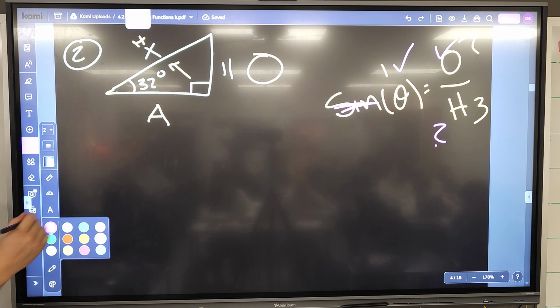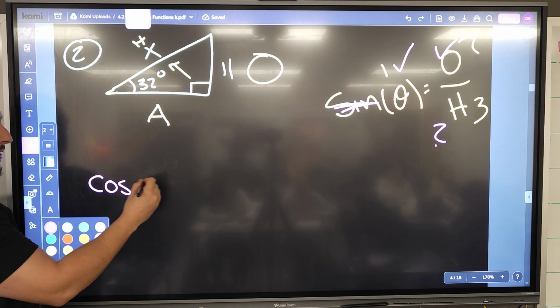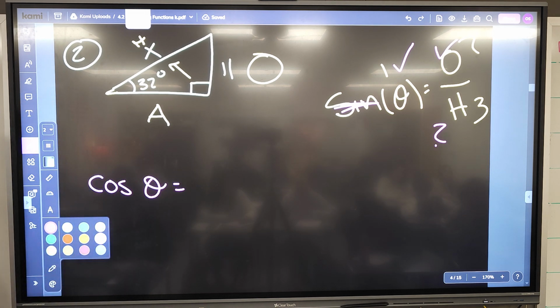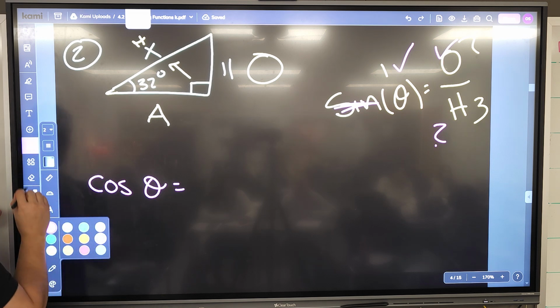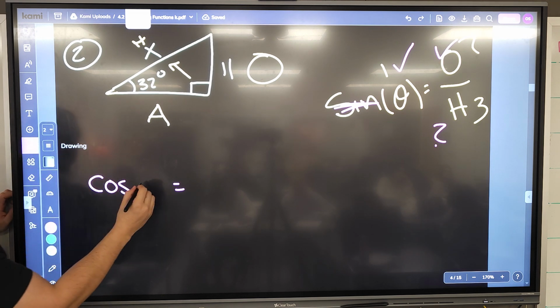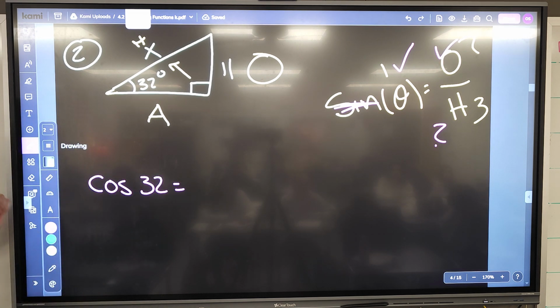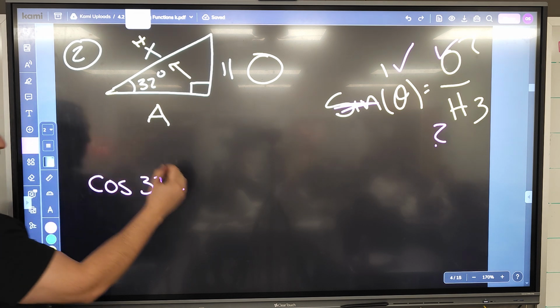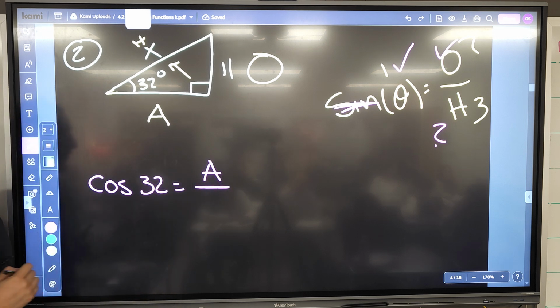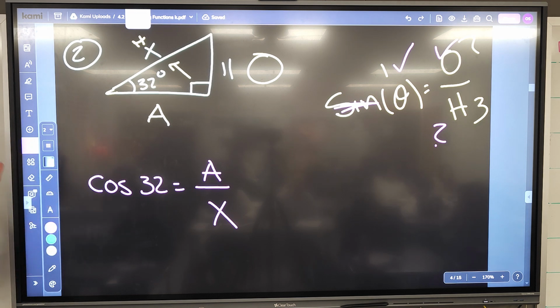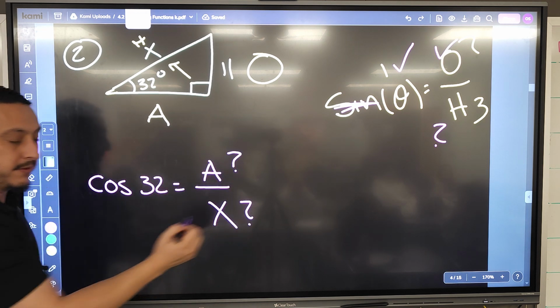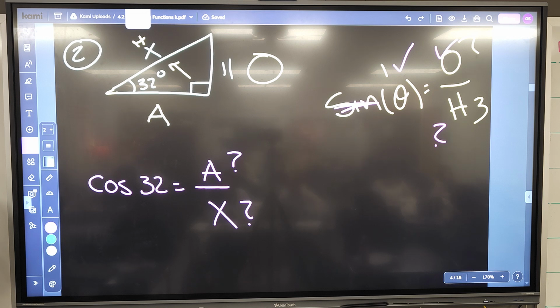Here's what I'm trying to say. Let's say you're like, oh, I'm going to use cosine because I like cosine. Okay. Notice what happens with cosine. Cosine of 32. What would go on top for cosine? A, right? What's A? I don't know. Over hypotenuse. Hypotenuse is X. You're stuck. There's nowhere to go from here because I don't know this one. There should only be one unknown in your equation. Does that make sense? I'm trying to show you how to pick, okay?